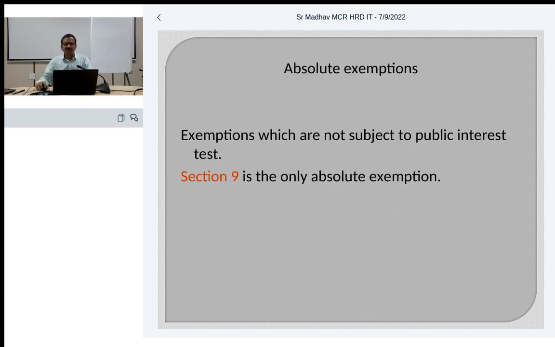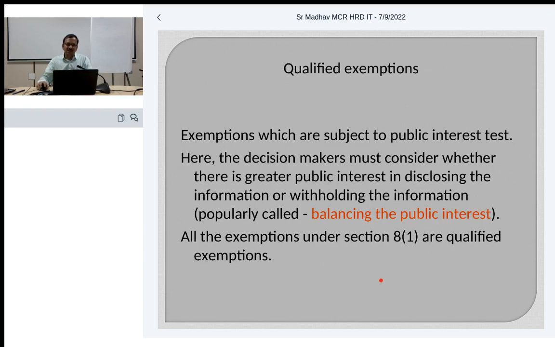Let us have a look at this. Section 9, where a public authority can reject information when disclosure violates any personal copyright, is an absolute exemption, because here the public authority or the PIO is not required to do any public interest test. So once they say no, that is final. There is no need to review the decision with regard to applicability of public interest. So that's why this is called absolute exemption.